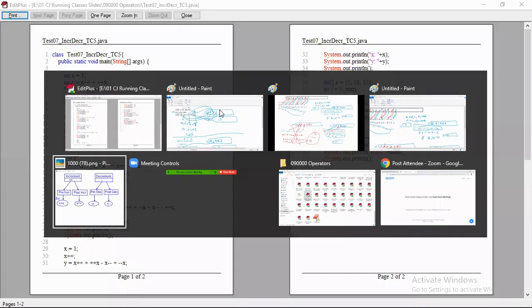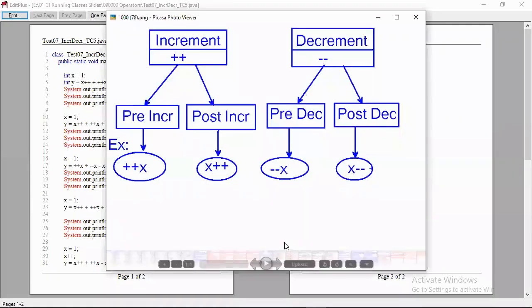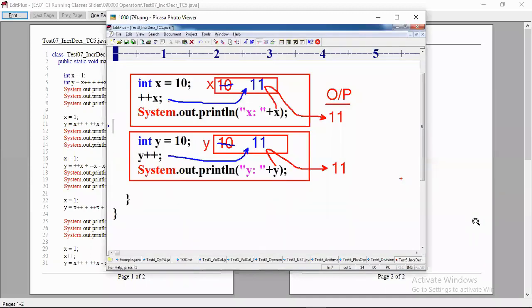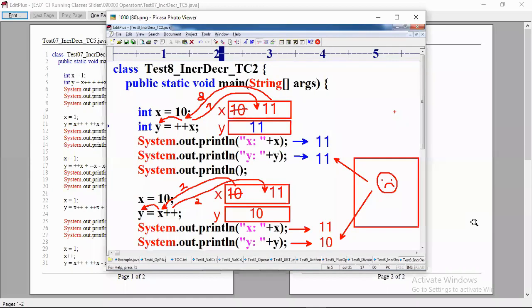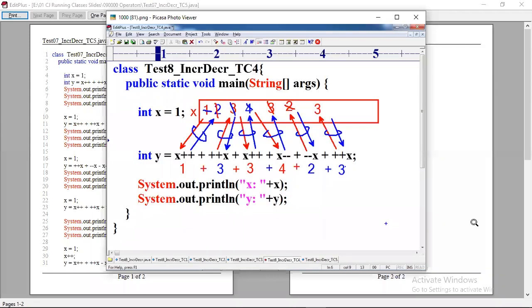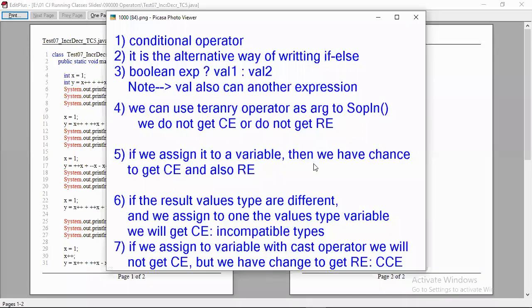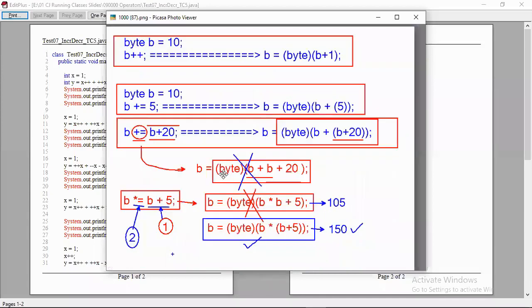Okay, once again, I'm giving the slides. Any of you who want them, you can take them. One. Two. Three. Four. Five. Eight. And now? Six.